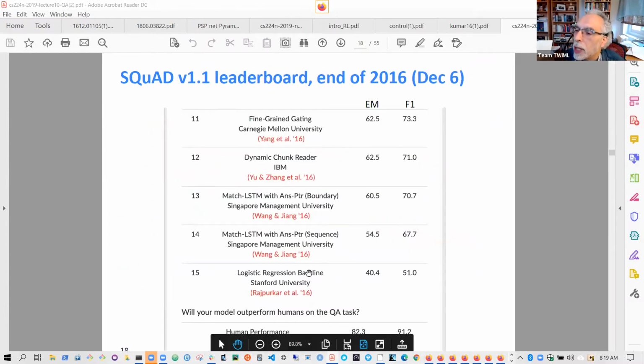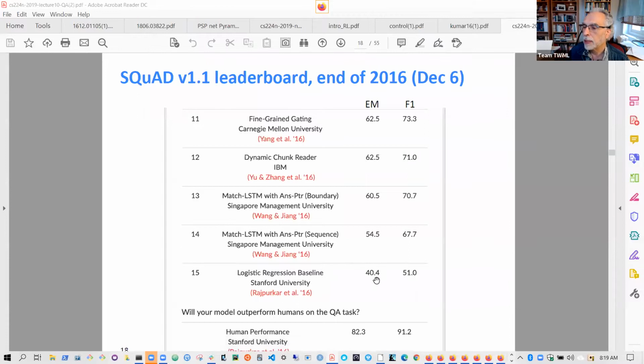I guess the first thing they did was Raj Purkar, the guy who built it, made a baseline model, a simple baseline model based on logistic regression. And he got fairly low scores. But then as soon as his data set was released, a lot of other people immediately started working on it, and they started rapidly climbing in their scores.